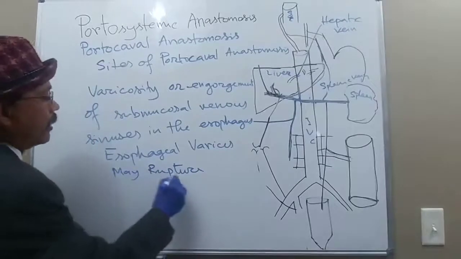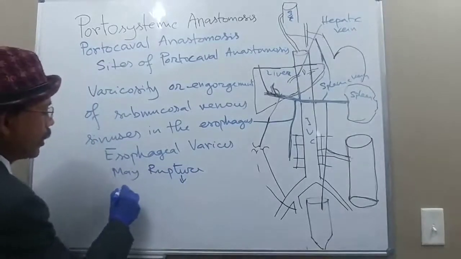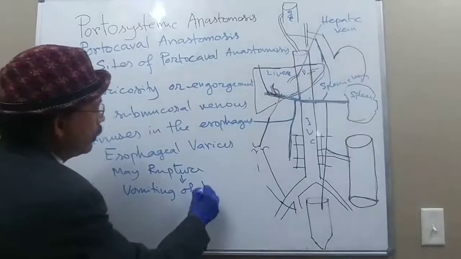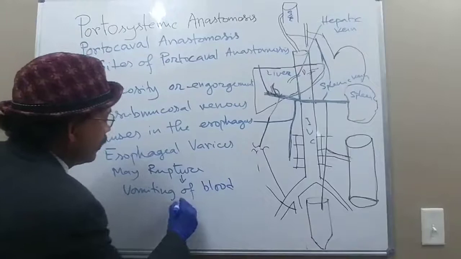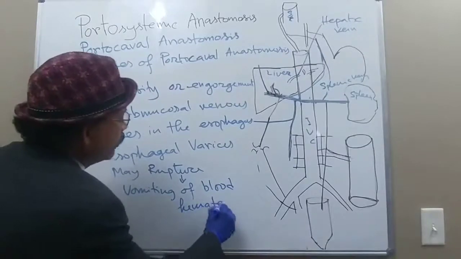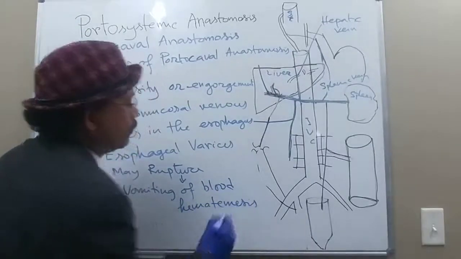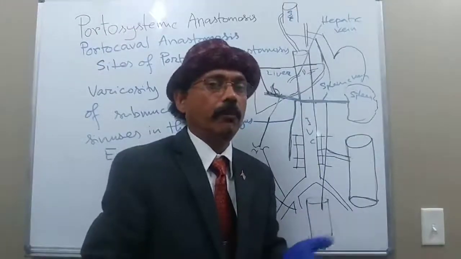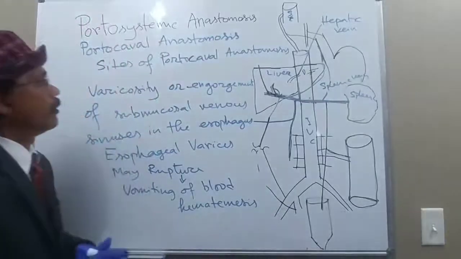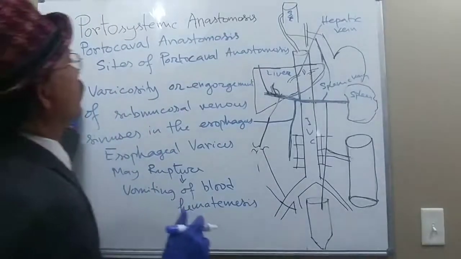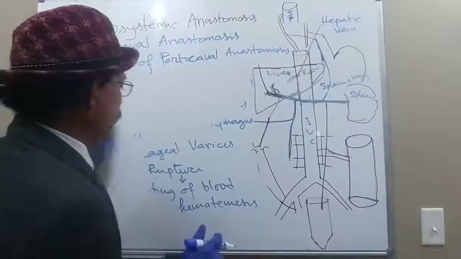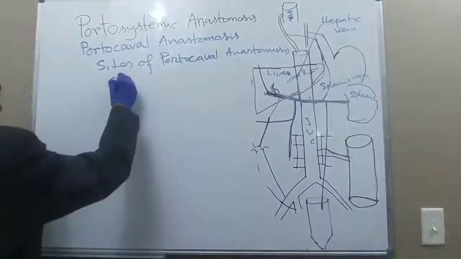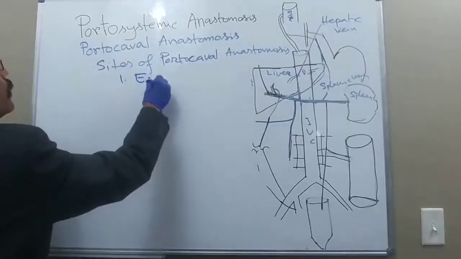Okay, that rupture may lead to vomiting of blood, and we call it hematemesis. And that may be very much catastrophic or fatal sometimes. Too much blood may be vomited out. Okay, so we got one site: the esophagus, that leads to hematemesis or vomiting of blood due to rupture of the esophageal varices. So we got one, the esophagus.